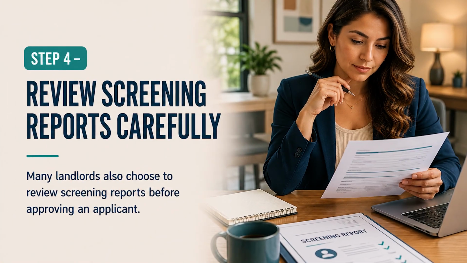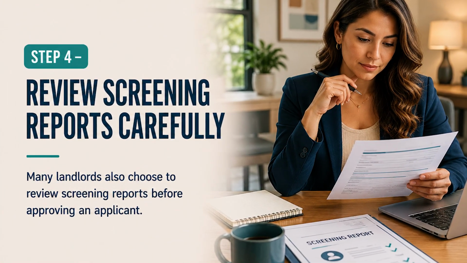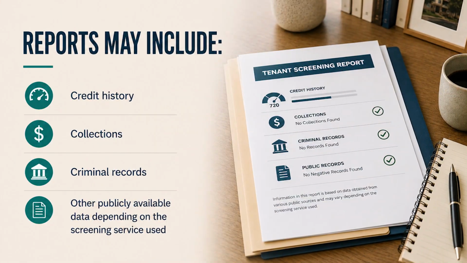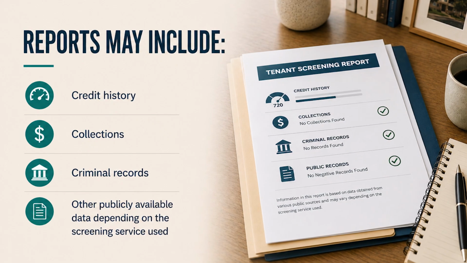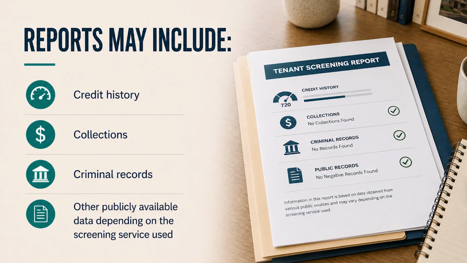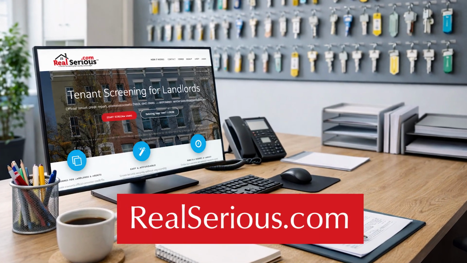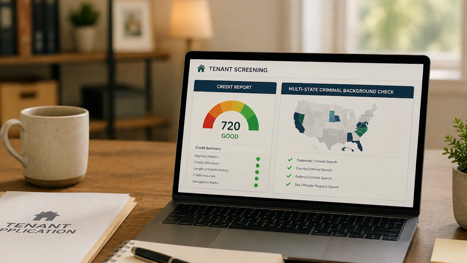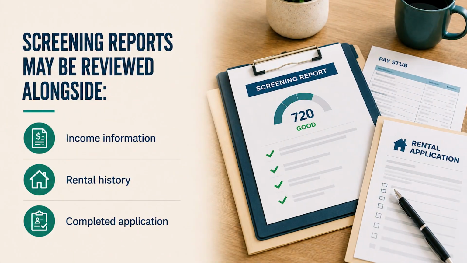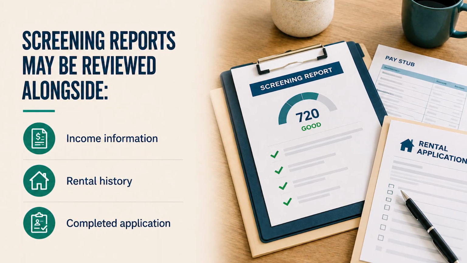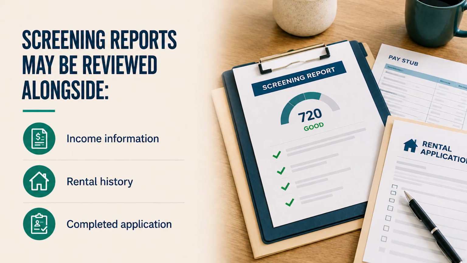Next up in the tenant screening process are tenant screening reports. Many landlords choose to review them before approving an applicant. These reports may include information related to credit history, collections, criminal records, or other publicly available data, depending on the screening service being used. At realserious.com, landlords can order tenant screening services that include a credit report along with a multi-state criminal background check. Screening reports are often reviewed alongside income information, rental history, and the completed application as part of the overall evaluation process.